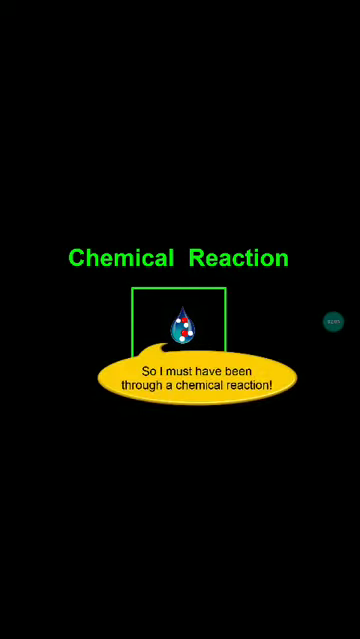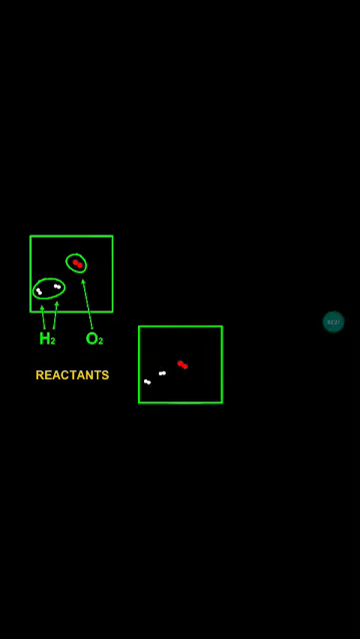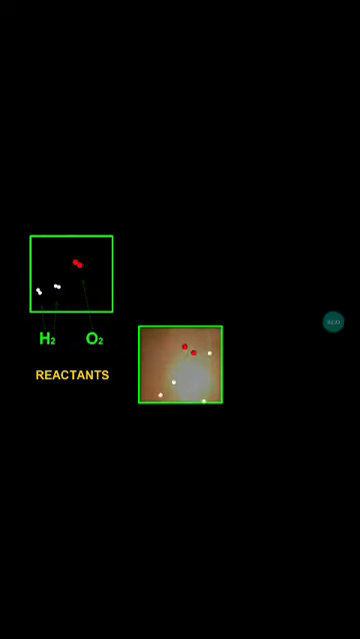But how can water form? Water is formed during this chemical reaction by the combination of hydrogen atoms and oxygen atoms. As you can see here, the hydrogen atoms are colored white and the oxygen atoms are colored red. These are H2 and O2. They are the reactants.